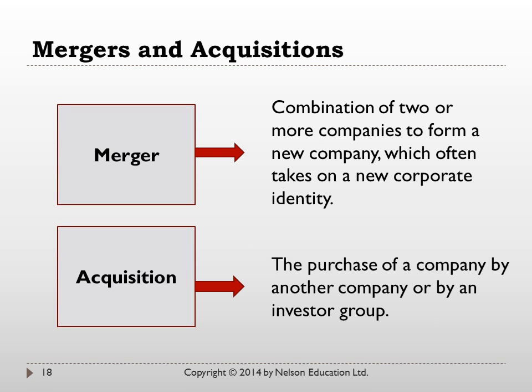So let's take a look at the concept of mergers and acquisitions, or M&A as it's commonly called. First of all, to explain the difference between a merger and acquisition: in a merger, two or more companies, probably roughly the same size, will combine together to form a new company. They take on a new corporate entity. So Company A and Company B merge together and form a new entity we'll call Company C.